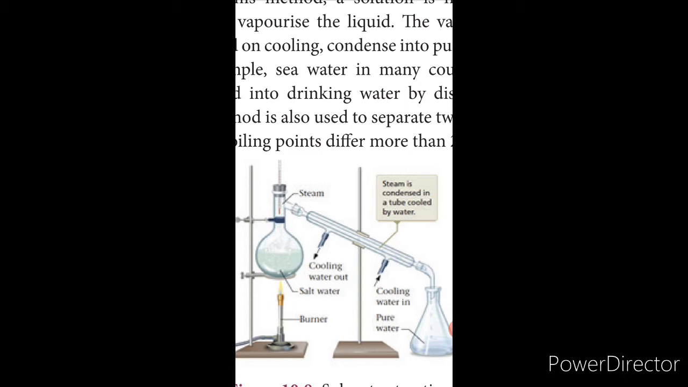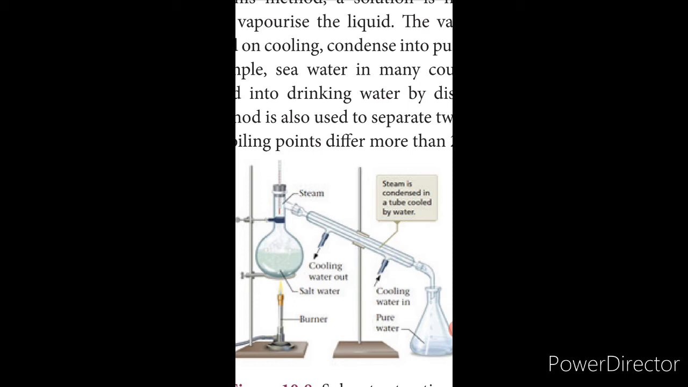Now the distillation method employs, or it's a combination of evaporation and condensation. What is evaporation? Evaporation is a process in which the liquid gets converted into its vapors. Condensation is a process in which the vapors on cooling is converted into liquid. Now these two processes are employed in distillation.